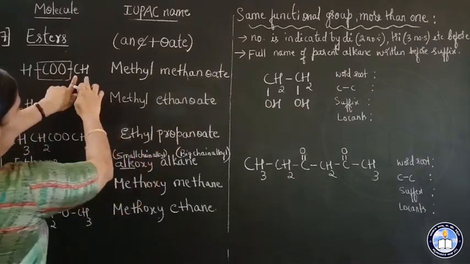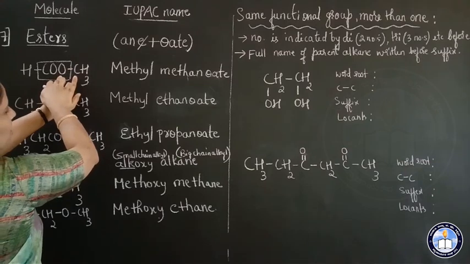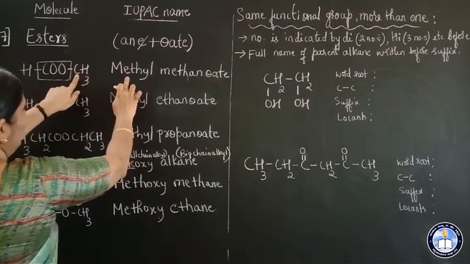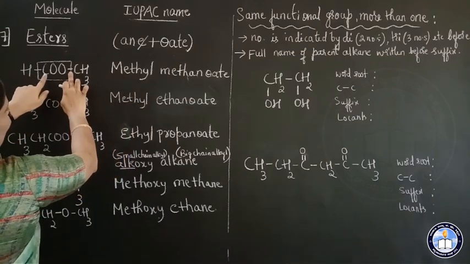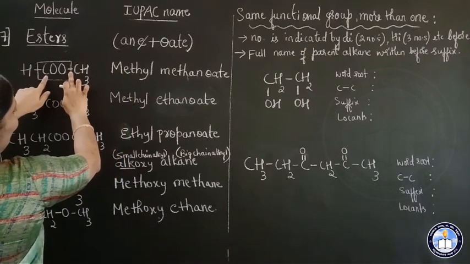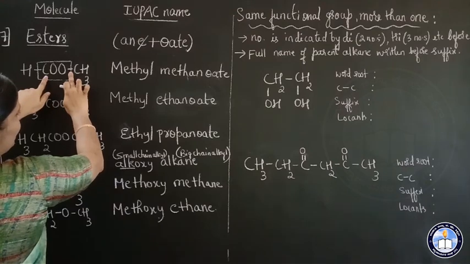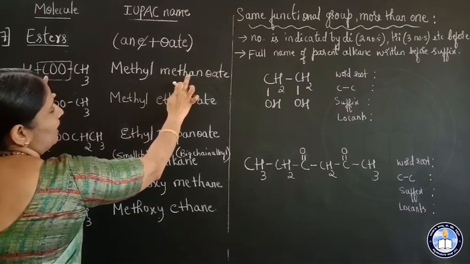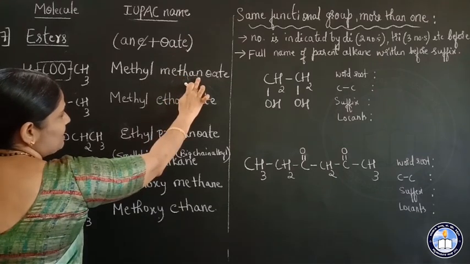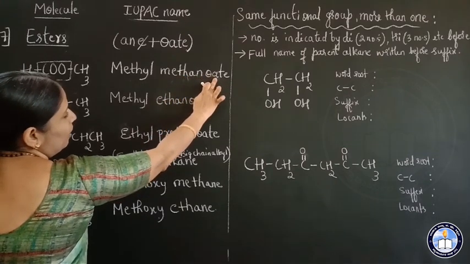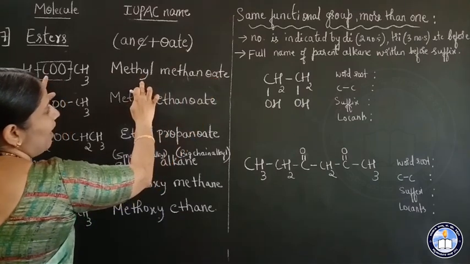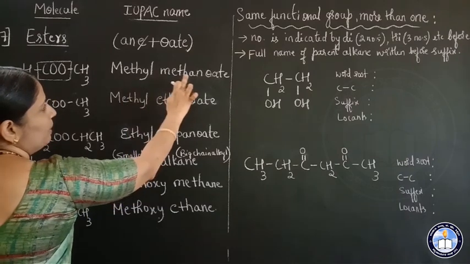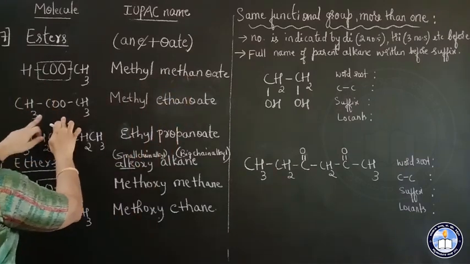Now see here, CH3 group is attached to the oxygen. So now this CH3 group means methyl. Now see here, how many carbon atoms here? Only one carbon atom. The carbon atom of the functional group. So meth is the word root. So meth, right? AN, single carbon, single bond. Replace E by OAT. So this is methyl methanoate. Methyl methanoate.